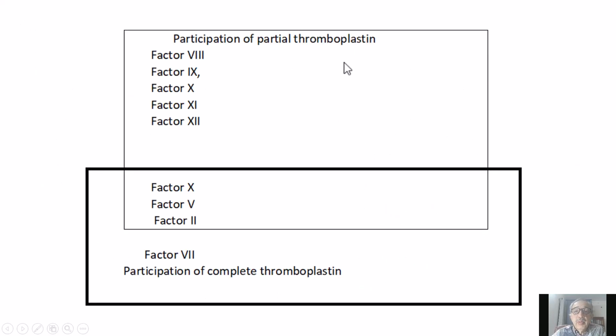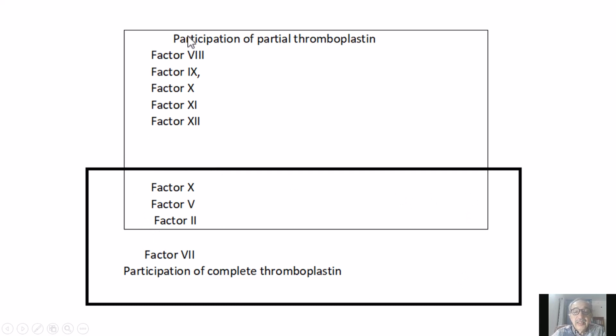Talking about the partial thromboplastin, which is a platelet phospholipid, and the complete thromboplastin, that is tissue factor. When tissue factor is involved, the factor involved is factor 7. Tissue factor and factor 7 complex initiates the extrinsic pathway. Factor 7 gets activated to 7A, then this factor 7 tissue factor complex activates factor 10, it also activates 9, then 10A along with factor 5 converts prothrombin into thrombin and fibrinogen to fibrin.